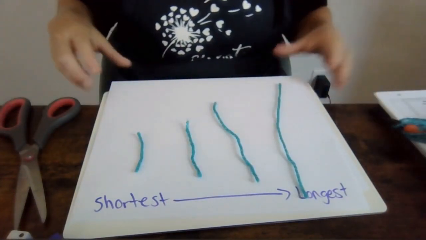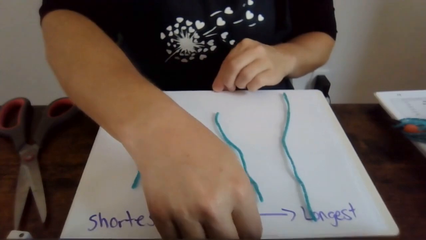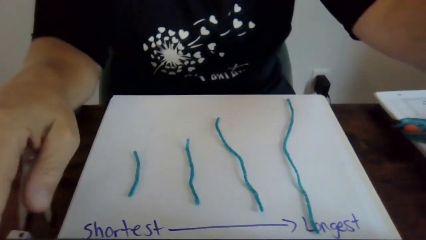Amazing. So two different things today, a sort with objects, and if they're ready for cutting and pasting and scissor skills, do that. It's a super fun thing to do and to see if they understand the concept of shortest to longest.